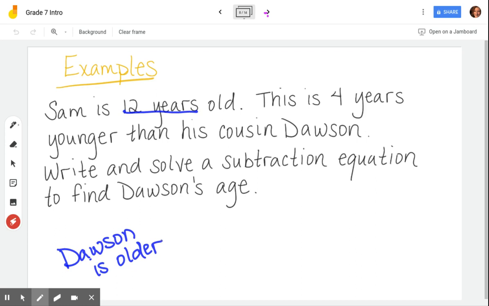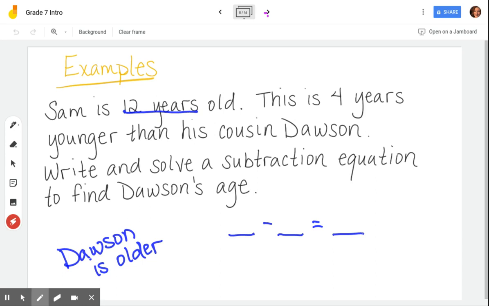So I know Dawson is older. I know that Sam is 12. And that's 4 years younger. I'm supposed to write a subtraction equation. So I'm going to go ahead and put something minus something equals something. Okay, Dawson is older. When you subtract, especially since we're not in negatives yet, usually you're going to want your bigger number to go first.